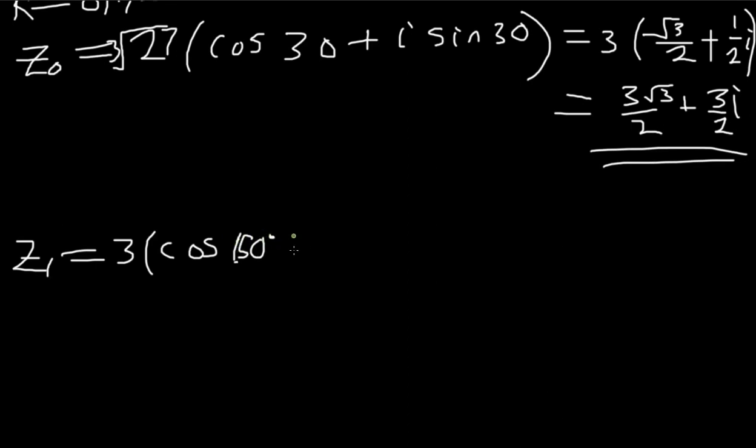150 degrees plus i sine 150 degrees, then close the brackets. You can also simplify this. So cos 150 degrees, you can also use the compound angles to find this.